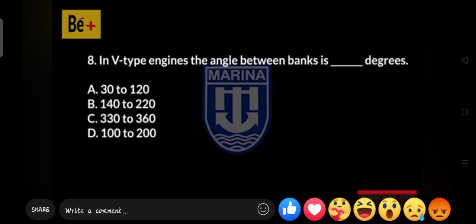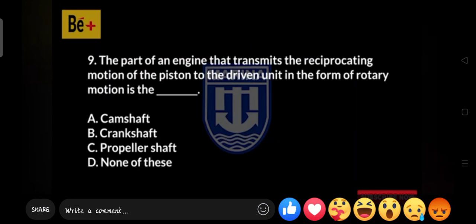In V-type engines, the angle between banks is A. 30 to 120 degrees, B. 140 to 220 degrees, C. 330 to 360 degrees, D. 100 to 200 degrees. The answer is A. 30 to 120 degrees.